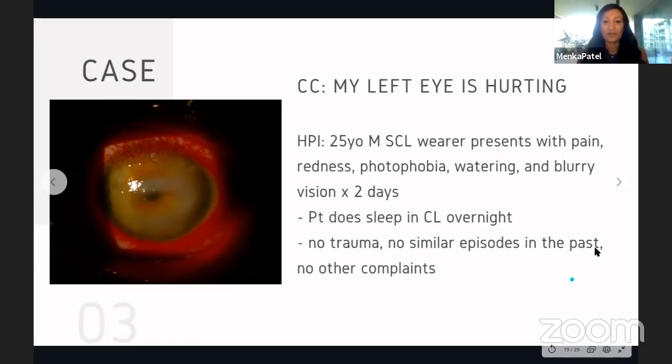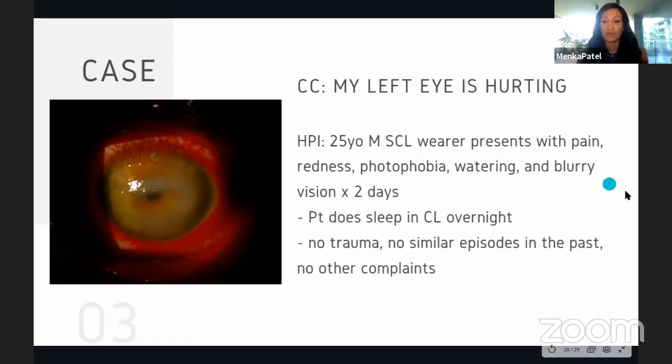All right, so this is case number 3. This is a patient who came in saying, my left eye is hurting. This is a 25-year-old male. He's a soft contact lens wearer, and he presents with pain, redness, photophobia, tearing, and blurriness in his vision for 2 days. He said that he does sleep with his contact lenses overnight. He denies any trauma to the eye, has never had similar episodes in the past, and has no other complaints.